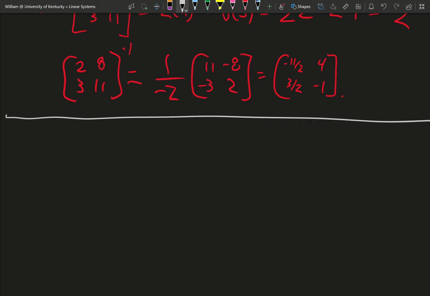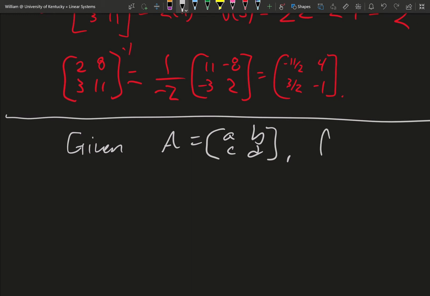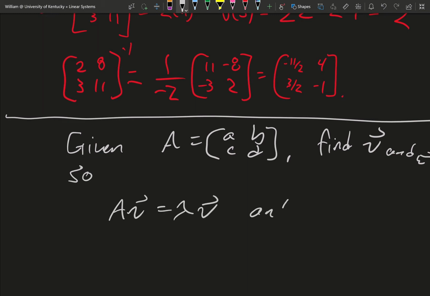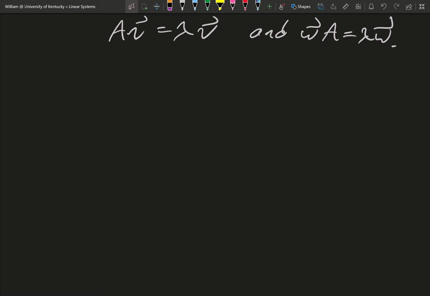So remember last time, given a matrix A, B, C, D, our goal at the end of the lecture video last time was we want to find V and W. So A times V equals lambda times V, and W times A is lambda times W. So we care about these types of things, and we're doing this because it's going to help us solve the differential equation.